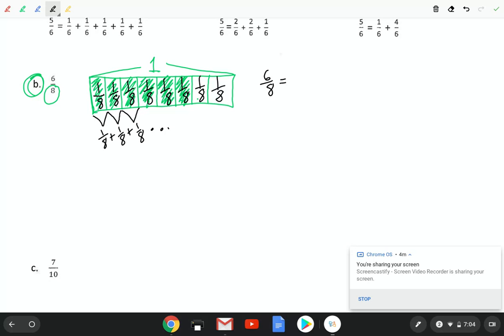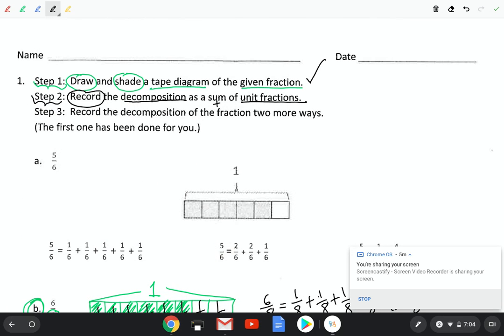So let me do that right in here. 6/8 is equal to 1/8 plus 1/8 plus 1/8. That's 3 of them. I need 6, plus 1/8 plus 1/8, that's 5, plus 1 more eighth. So here I have the 6 of them. 6/8 equals 1, 2, 3, 4, 5, 6. The addition or the sum of 6 1/8. Okay, so that would be step 2, record the decomposition as a sum of unit fractions. We just did.